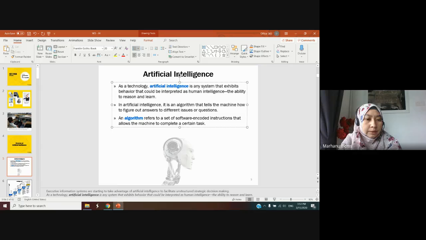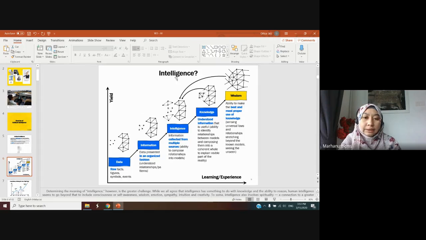So the intelligence from the data, how it derives intelligence. From the data, raw facts or figures, symbols and events, the computer receives this, and then they become information, data presented in an organized fashion. They group the data and understand the relationship, the patterns of the data. Like we give data on how many times people use FB daily, so daily hours of FB usage, and then the gender, the generations, and the age of the user.